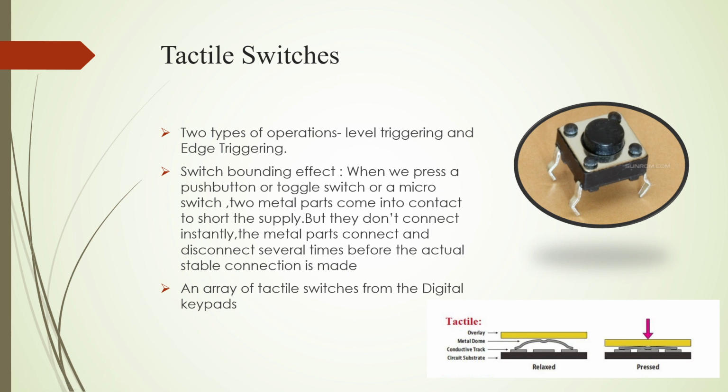Tactile switches. These are the switches which perform two operations, level triggering and edge triggering. It is a momentary push button switch with 4 legs and corresponding 4 terminals. Two terminals are shorted, one on each side. When pressed, all 4 terminals are shorted. An array of tactile switches forms the digital keypad, displayed here.